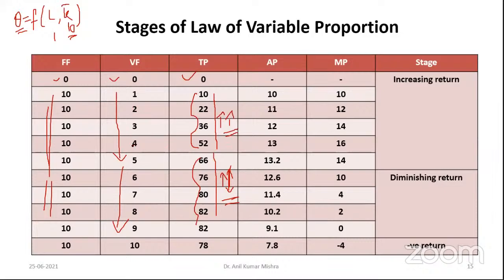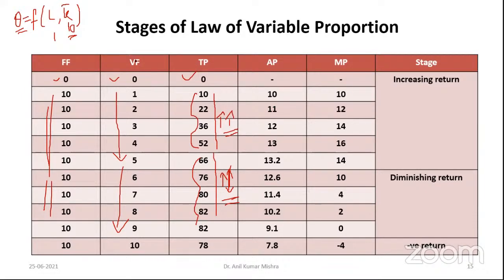When the variable factors are increased along with the fixed factor, total product initially increases at an increasing rate, thereafter it increases at a diminishing rate. Now comes the second definition. What does the second definition tell? The second definition tells that when the variable factors are increased along with the fixed factor, then first the marginal product. Now the question is how to calculate it, I will show you later on, but first I want to move to the definitions. What does the definition tell us?